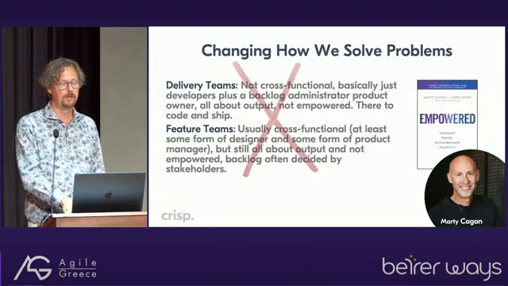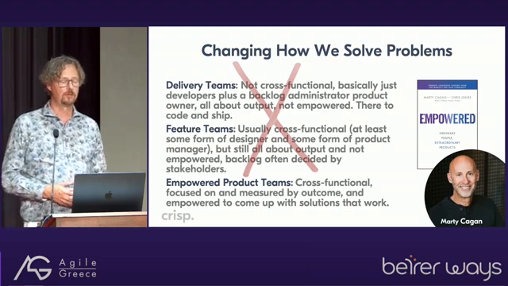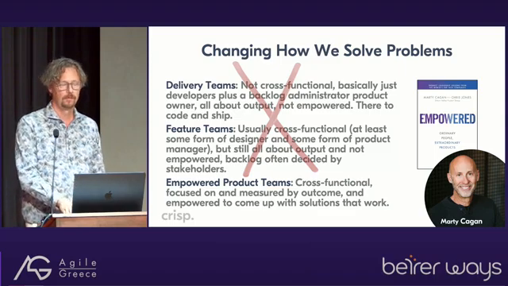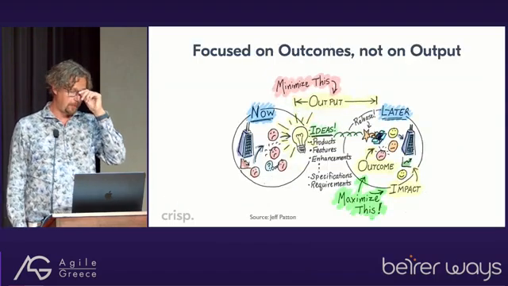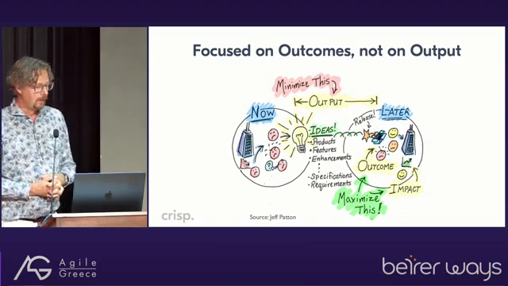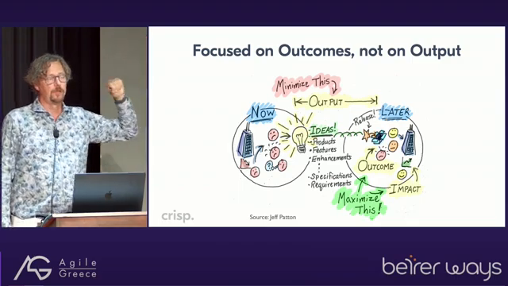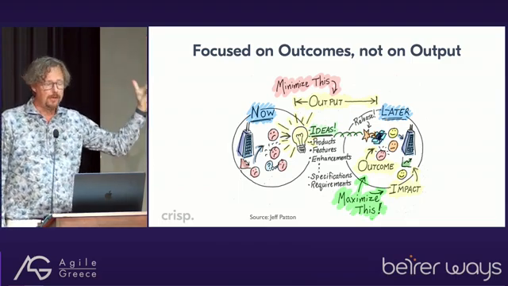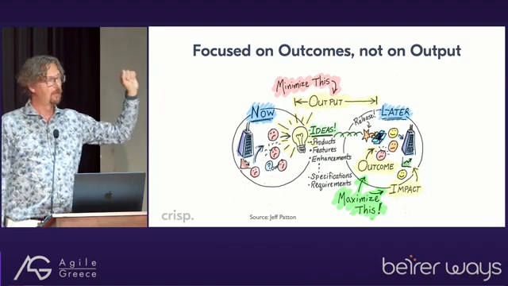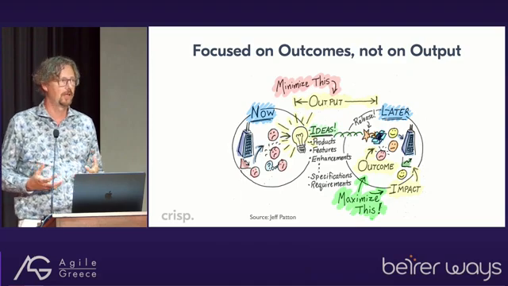So instead of delivery and feature teams, we get these cross-functional teams, focused and measured by outcome, and empowered to come up with solutions that work. And just to make sure that we're all on the same page, here is what I mean by focus on outcomes. We see in the world a lot of pains for our users and customers, problems or opportunities to make things better, or declining results or brand awareness for our product. And this gives us lots of ideas on how we can change things.